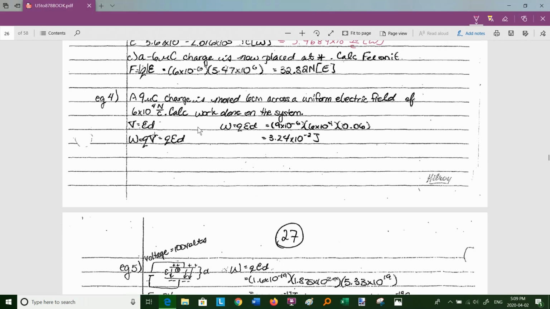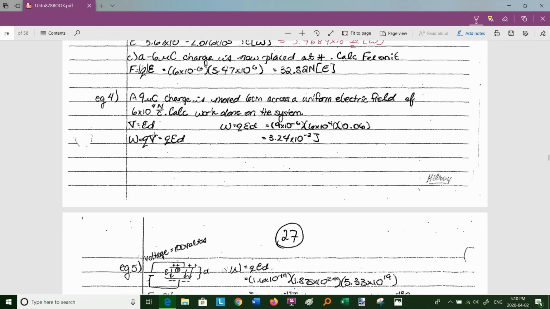So the work done is Q times V. Voltage is ED, so it's QED. So 9 by 10 to the minus 6 times 6 by 10 to the 4th times the distance that we're moving. So 3.24 by 10 to the minus 2 joules. And if you wanted to do more charge across those same distance and same electric field value, you do more work.